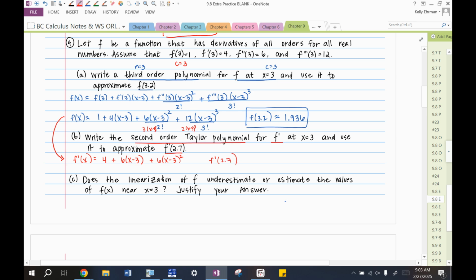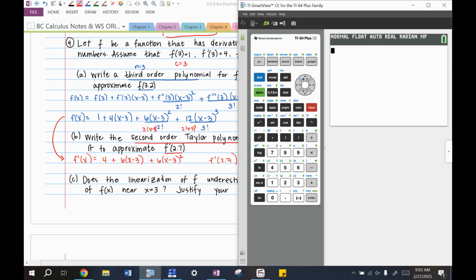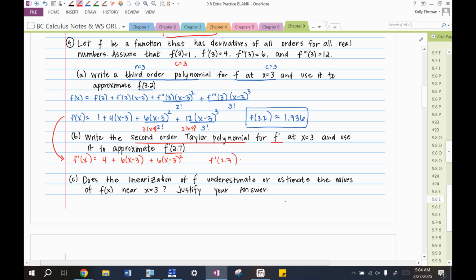All right, so putting in 2.7. Now, 2.7 minus 3 is negative 0.3. So again, you could just type it in with the minus 3 built in there, but I'm just trying to save myself a little bit of typing. So negative 0.3 plus 6 times negative 0.3, and then we're squaring that. So I'm getting 2.74. So f prime of 2.7 is about 2.74.